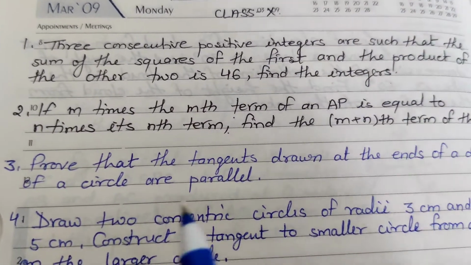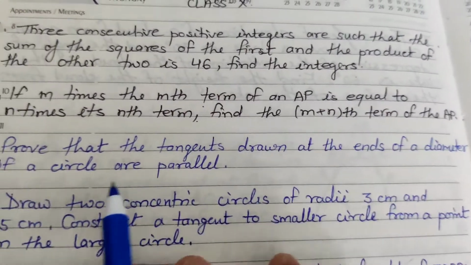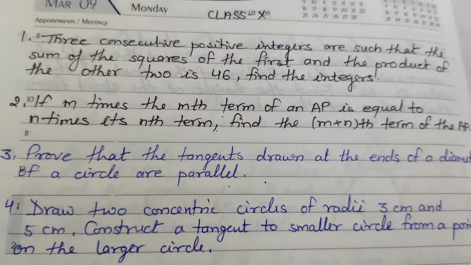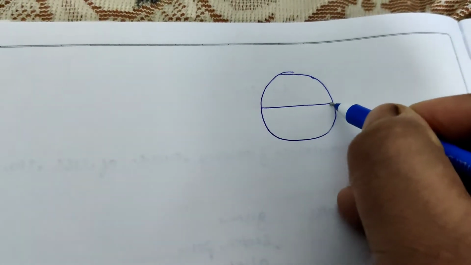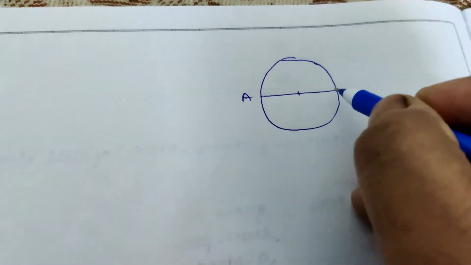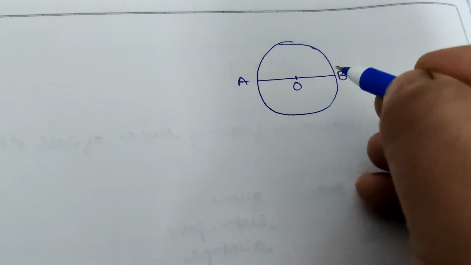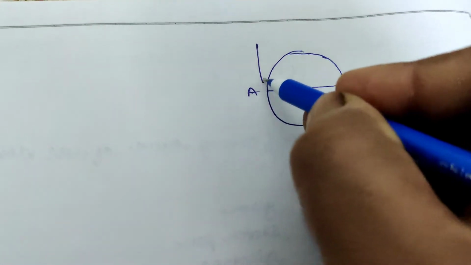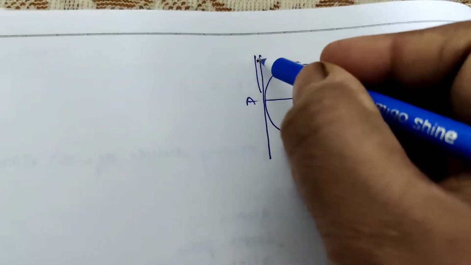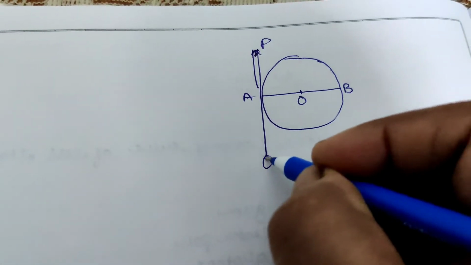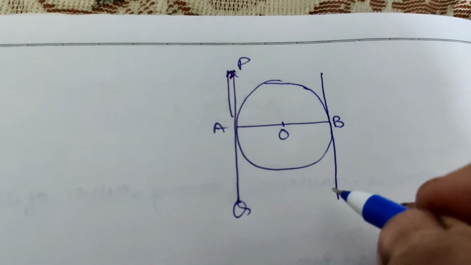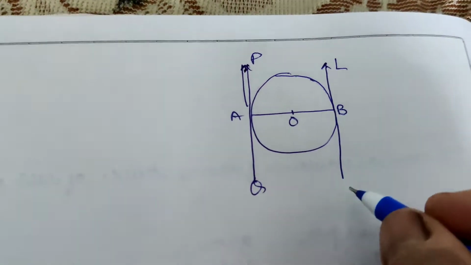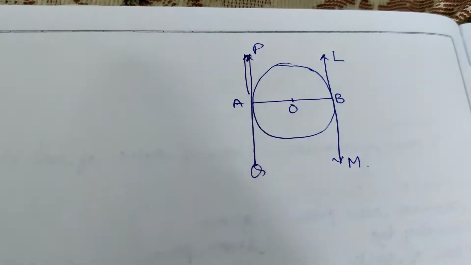Question number 3. Prove that the tangents drawn at the ends of a diameter of a circle are parallel. First, draw a circle. Suppose AB is a diameter of the circle. This is the center, and the two tangents are drawn at the ends of the diameter. This is PQ, and the second tangent is LM.